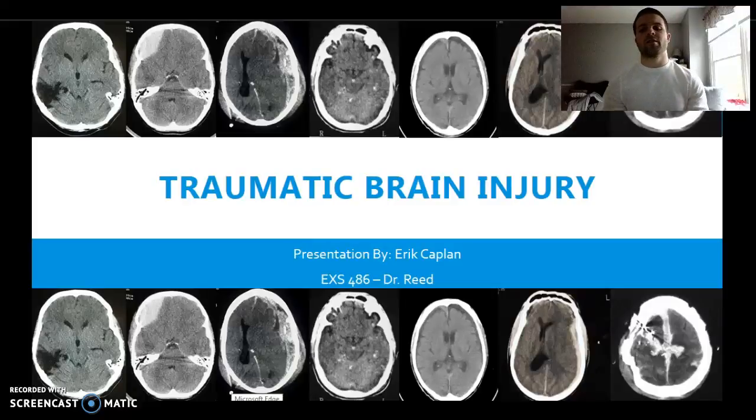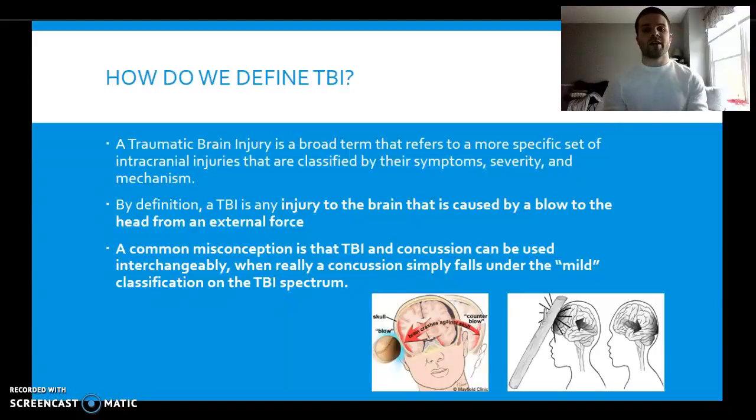Today I'm going to be talking about traumatic brain injuries, also known as TBIs. So how do we define a TBI? A traumatic brain injury is a broad term that refers to a more specific set of intracranial injuries that are classified by their symptoms, their severity, and the mechanism of injury. So a TBI itself is not a specific diagnosis. You would diagnose something that is on the classification spectrum of a TBI, which ranges from mild to severe.